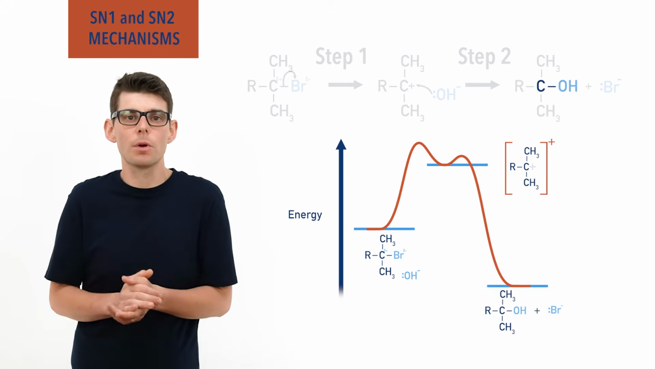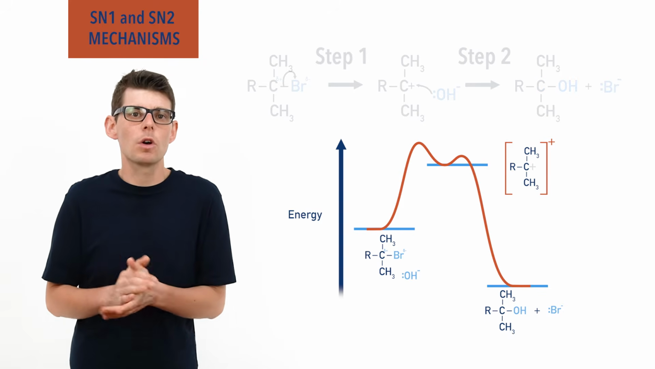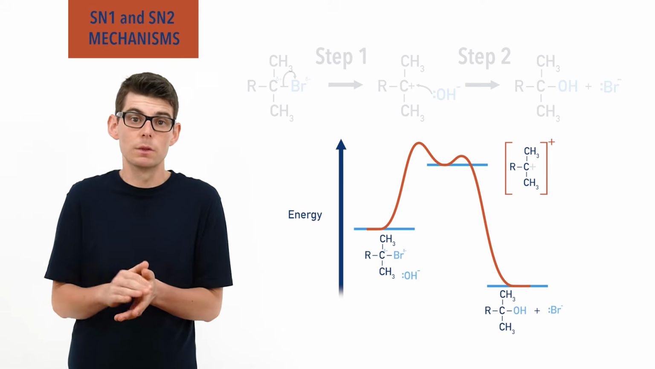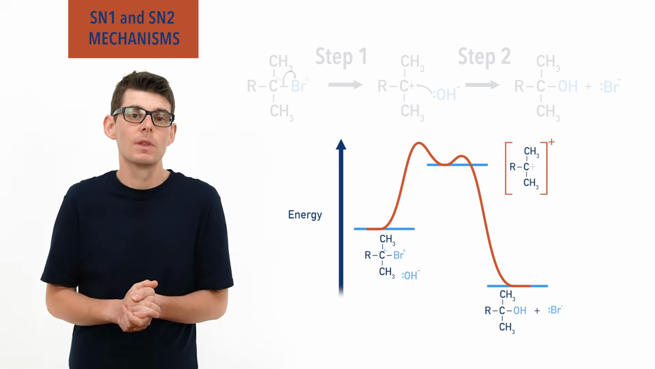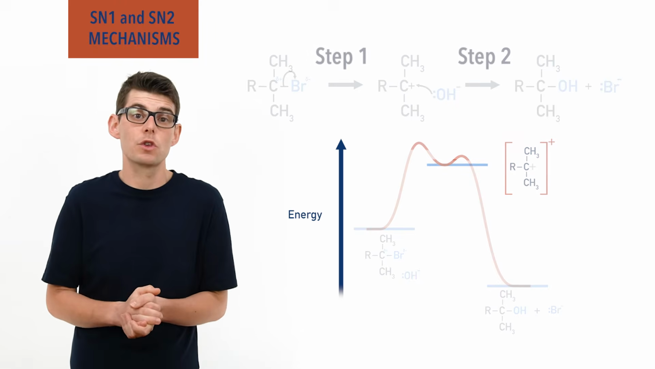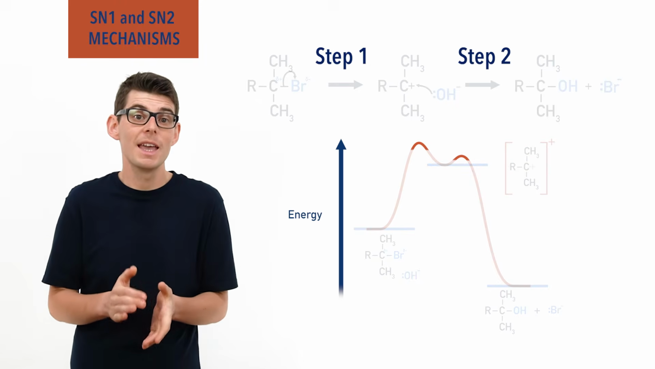This gives an energy profile diagram that looks a little bit more complicated than for the SN2 mechanism. Two little hills with a slight dip in the middle. That dip is the carbocation intermediate, and the two hills show us that two steps are occurring in the mechanism.